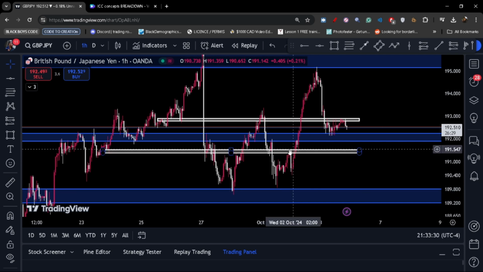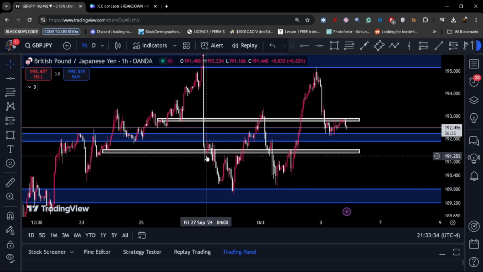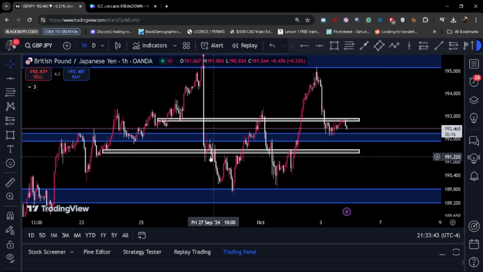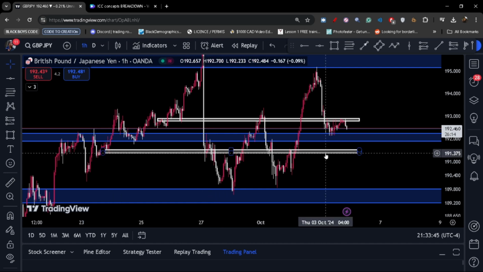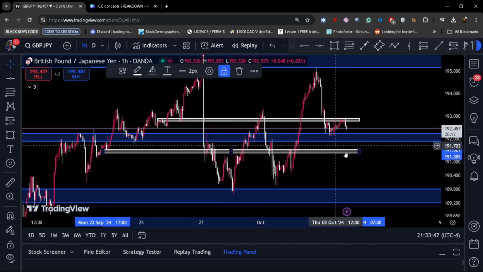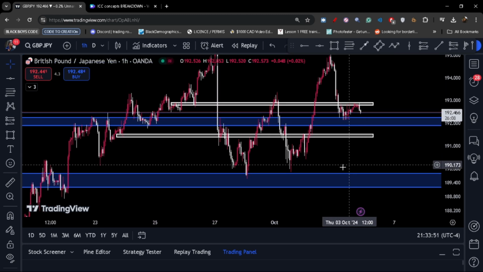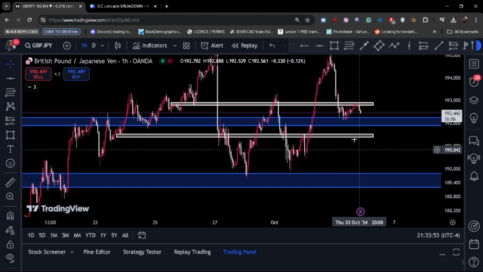So if you notice again, just look at how I am marking up my area of interest and how big the boxes are, right? So I'm usually accommodating the close and the wicks. That's usually what I accommodate. As you can see, boom, boom, boom, boom, boom, right? So this is clearly an area of interest here. And then also there isn't much, to be honest.